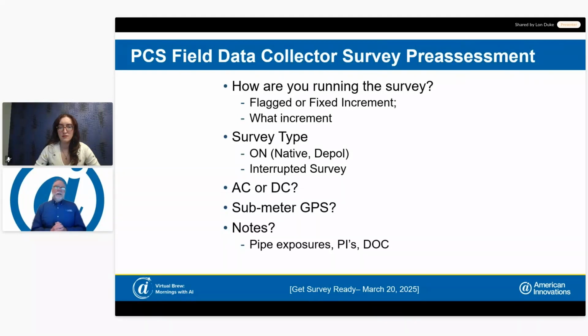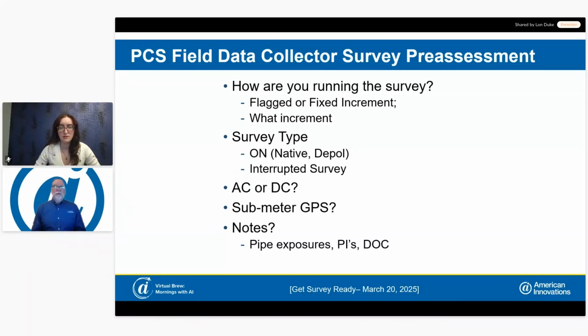So as far as PCS Field Data Collector, these are some of the things we need to know to get that set up. How are you going to run your survey? Flagged or fixed increment? So you have flag mode, you have fixed increment. If you're doing fixed increment, what's the increment? It has to be in increments of 2.5. Now, PHMSA calls out no more than 5 foot. So it's going to have to be 2.5 or 5 foot.